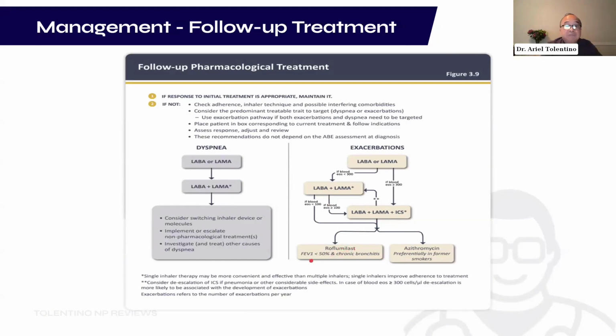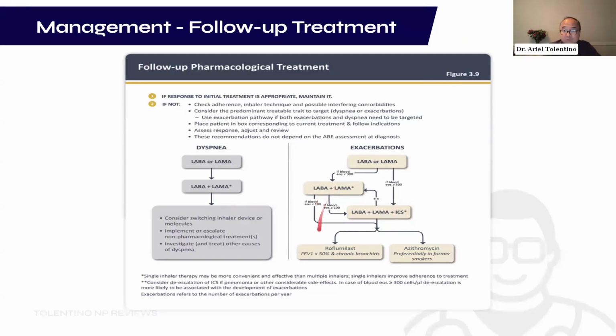If the patient has an FEV1 of less than 50%, and if the patient has chronic bronchitis, okay? So if this patient is a chronic bronchitis patient with an FEV1 of less than 50, add roflumilast for any of those two situations I mentioned. The two situations are your patient with a LAMA ICS triple combination, or a patient with a LAMA dual combination, but having an eosinophil count of less than 100.